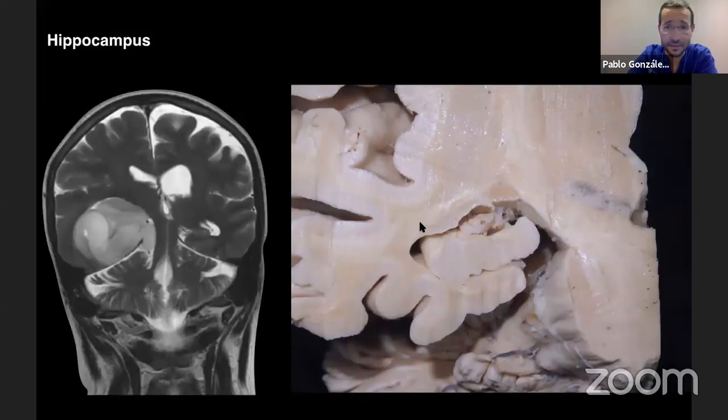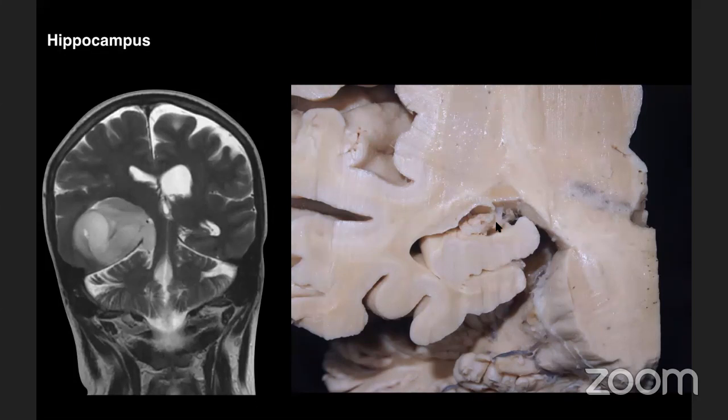So this is an anatomical cut just to correlate both things. So you can see the collateral sulcus here, which is right here in this case. This is the parahippocampal gyrus, which is right here, and the hippocampal formation completely invaded by this tumor. So we can see even the temporal horn, which is pushed upwards, and the choroidal fissure at this level.